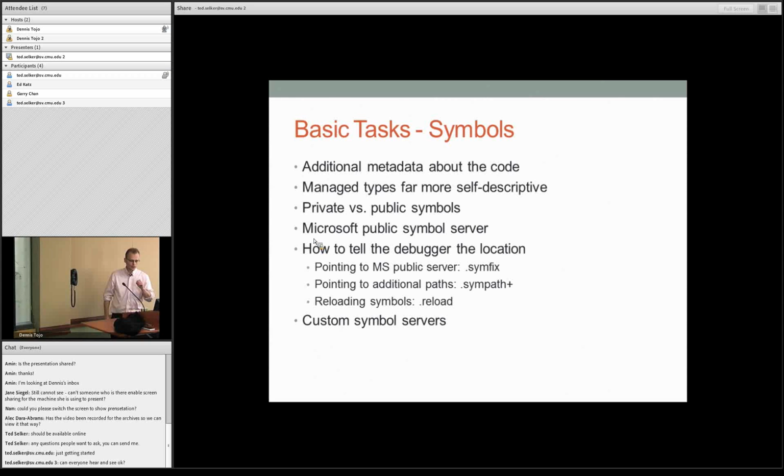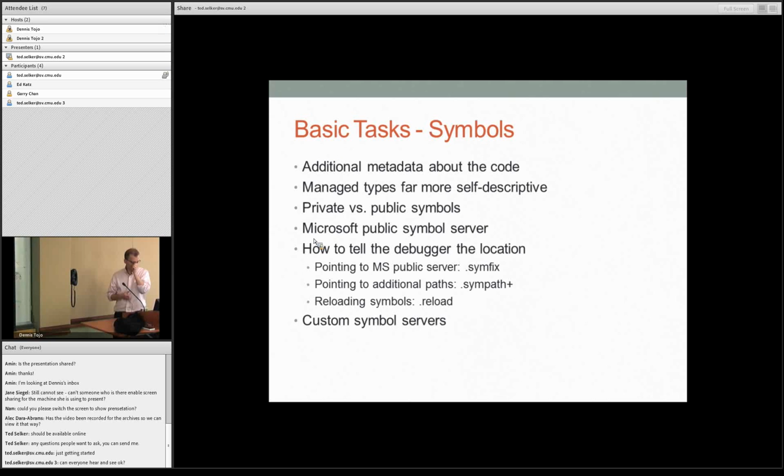So symbols are good. In the native world, without them, you are going to be in for a lot of pain if you do debugging. In the managed world, though, they're not that important anymore, because .NET is far more self-descriptive. A lot of the things that end up in the symbol files in the native world are now in the binary itself in the managed world, so you no longer need that separate file. As a matter of fact, probably 99.5% of the time, I never use symbols when I debug managed code, just because the data that's there to begin with is sufficient.